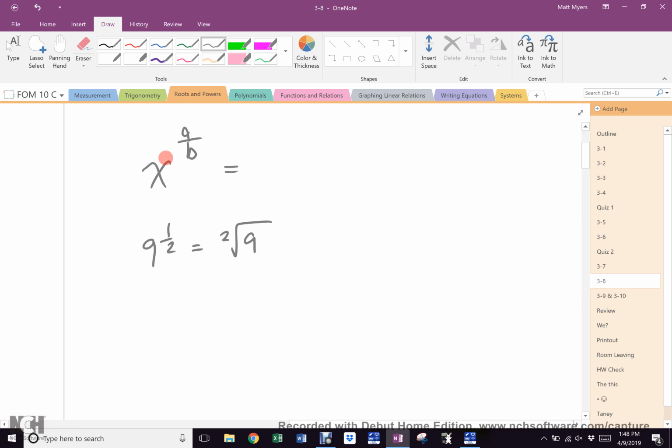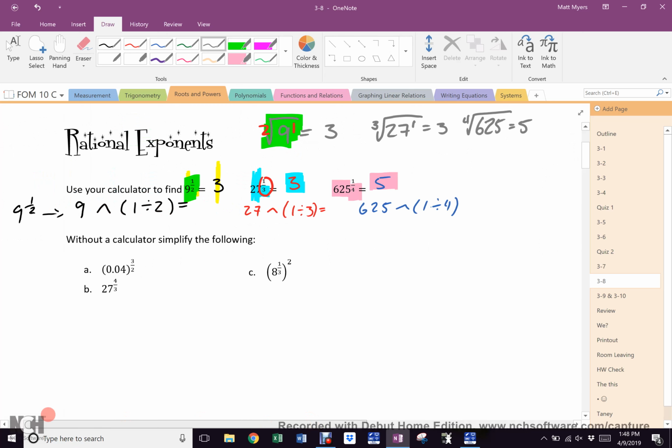So, what is this? X to the 1 over b? The b-th root of x to the power of a. Everybody got it? Pretty easy, right? And once we see this, we know how to work it, don't we?